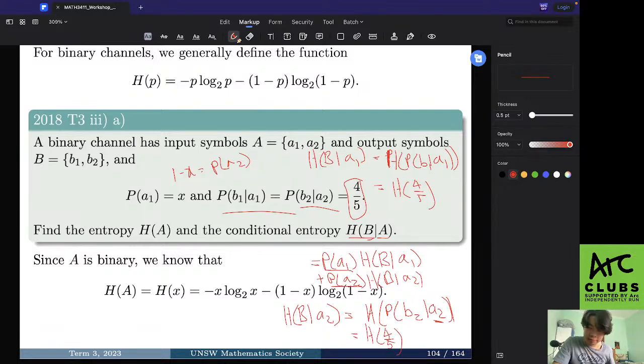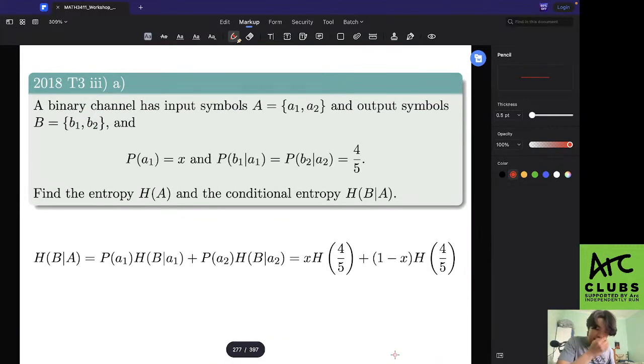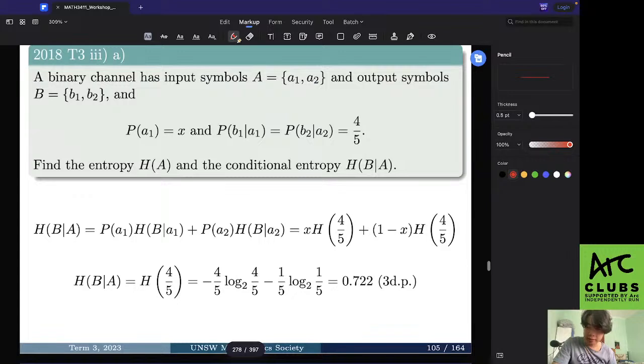So we see that this is H of 4 over 5. So what we realize is, when we substitute in our probabilities, since these entropies are the same, H of 4 over 5, this x term and this minus x term cancel, and overall we just get H of 4 over 5. We can use the formula from above to calculate it, and we get 0.722 to 3 decimal places.